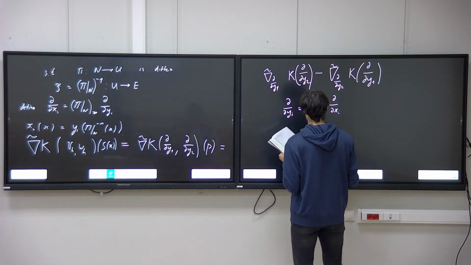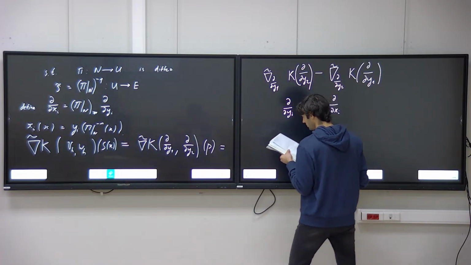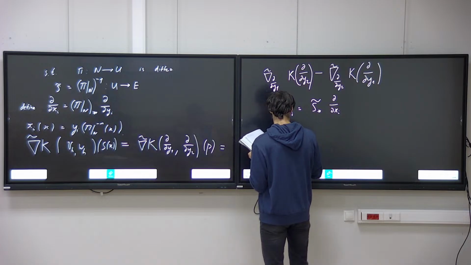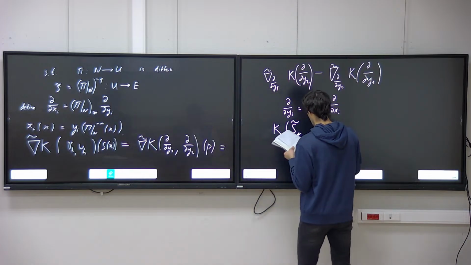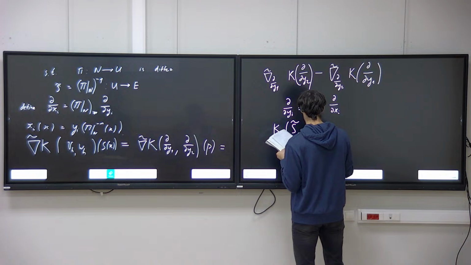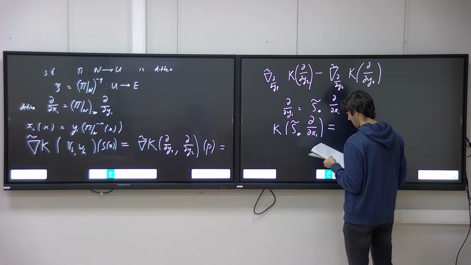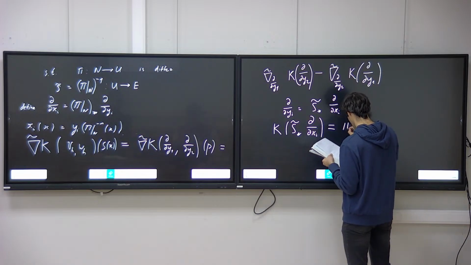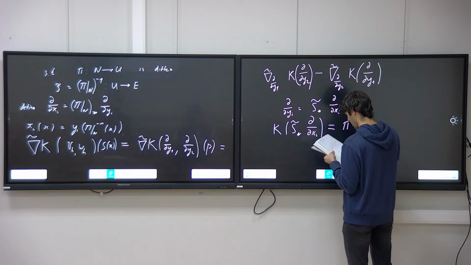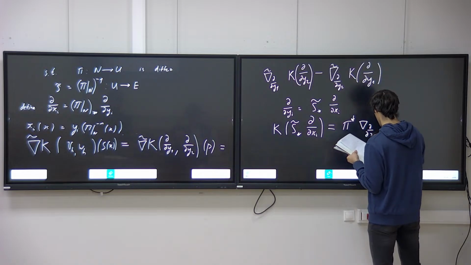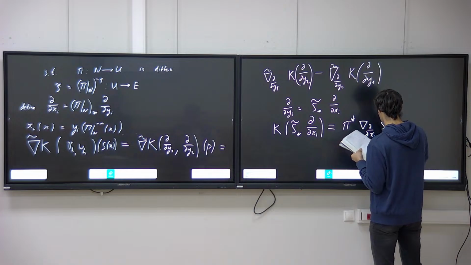So when I substitute, I will get something like K of S star tilde d over dxi. But look, this is the same as pi star of nabla of d over dxi, S tilde.